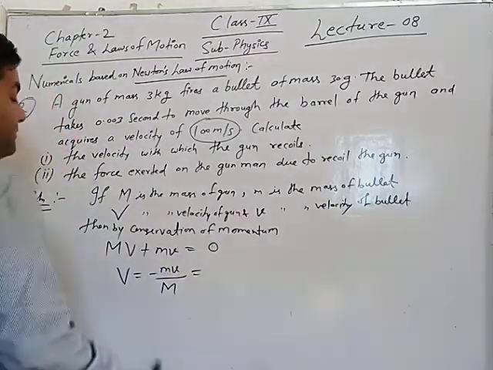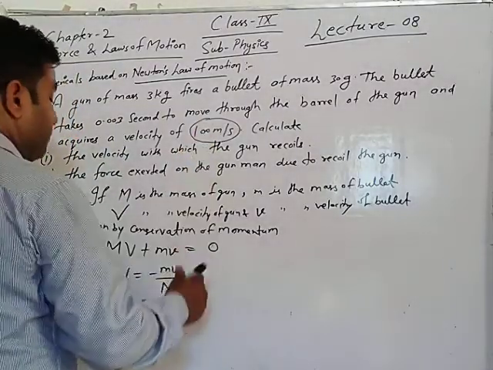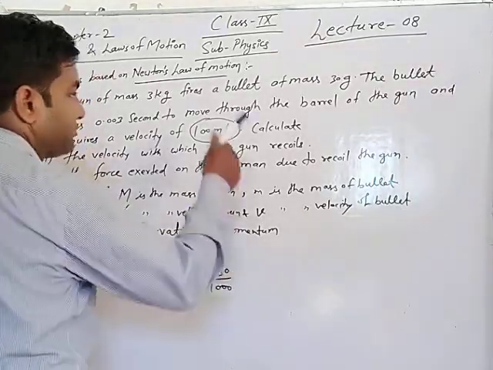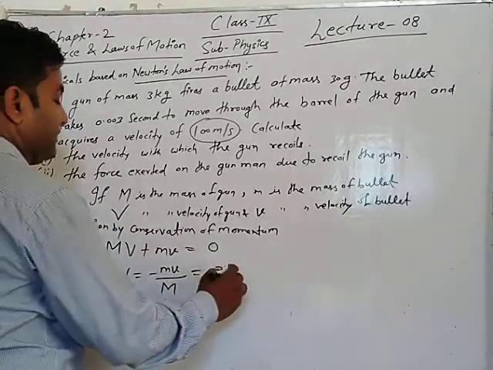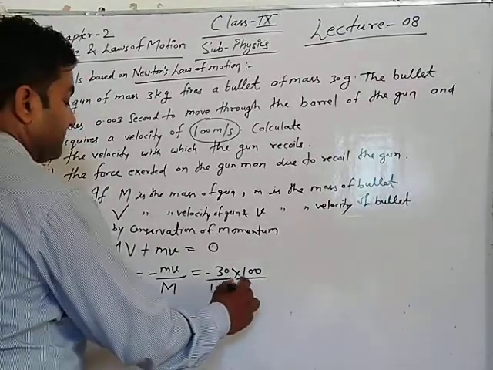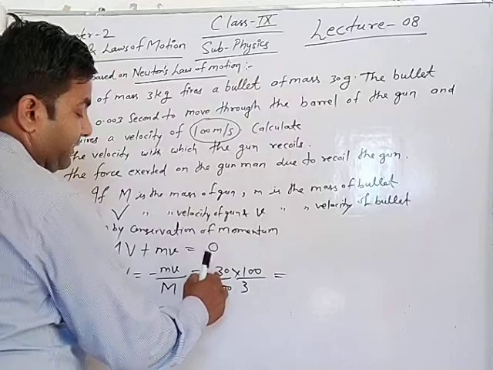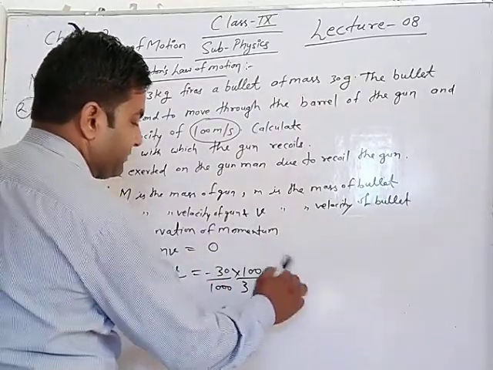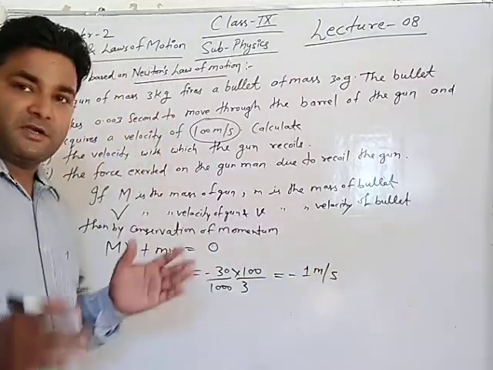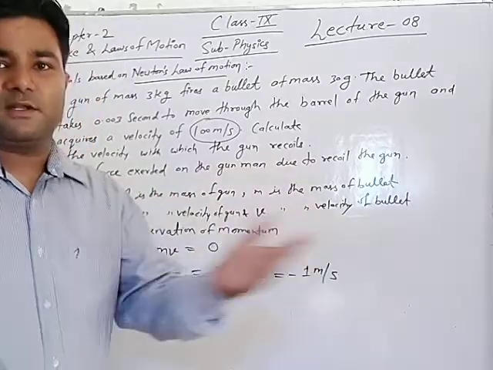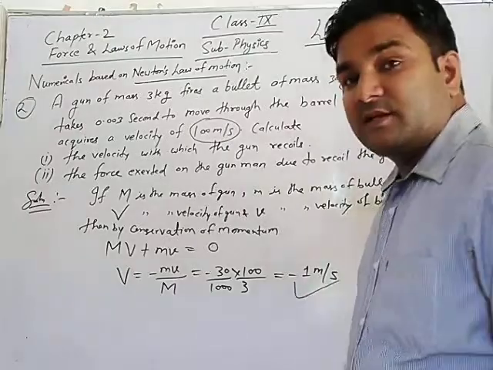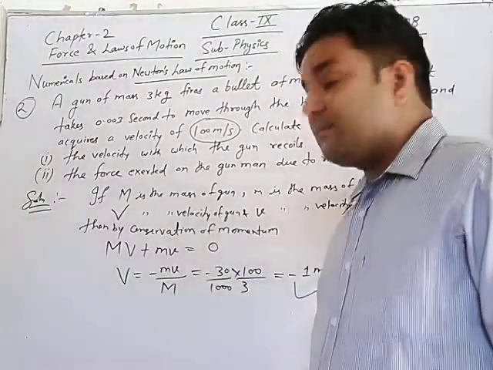Here you see the mass of the bullet is 30 gram. So 30 upon 1000, changing into kilogram, and the velocity of the bullet is 100, and the mass of the gun is 3. So the numerator is 3000 and the denominator is also 3000, then it will be minus 1 meter per second. This is the velocity of the gun, just opposite to the direction of movement of the bullet. That is why the negative sign occurs. Clear about the concept of velocity of the gun?